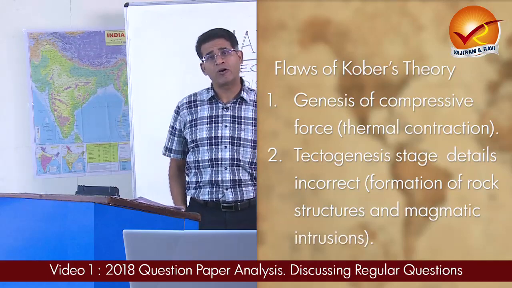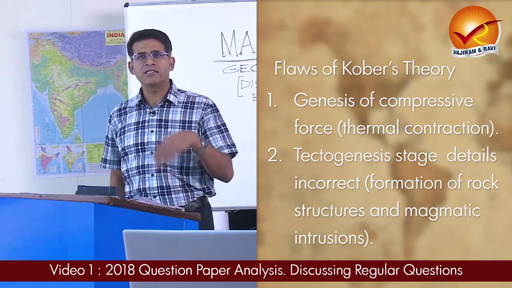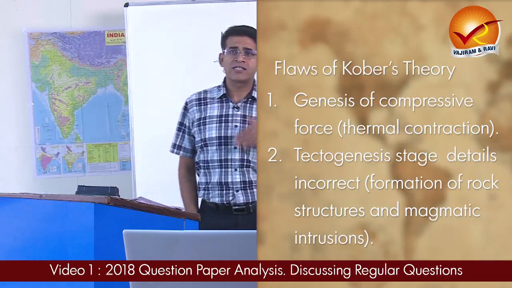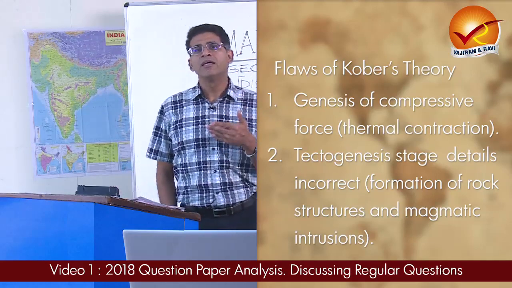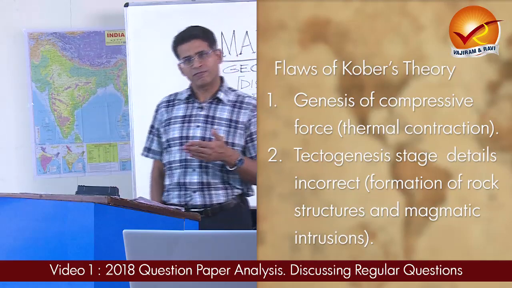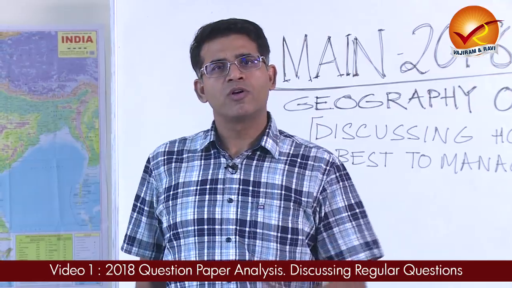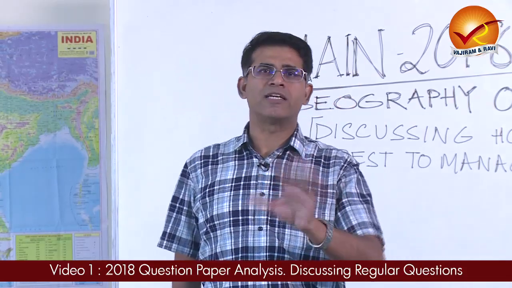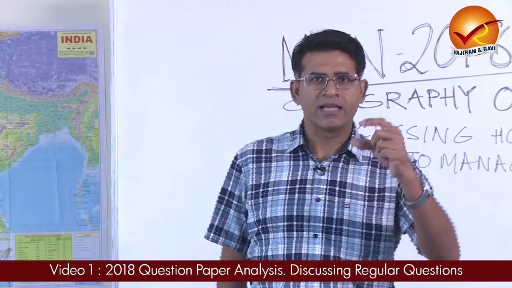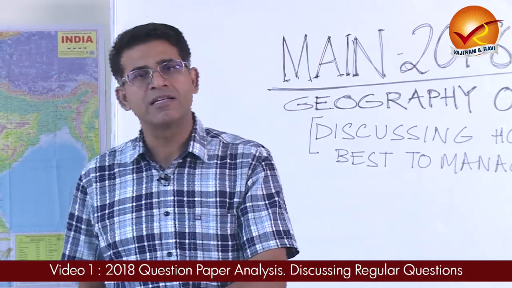Another minus was that while discussing the stages in the upliftment of the fold mountains, he talks about the stage called tectogenesis, which is a stage where he says a lot of structures of the rocks are formed, including volcanism, including emplacement of magmatic matter into the layers of the rocks. So if you had discussed Kober's theory under this treatment, where you're evaluating that there are 4 pluses and there are 3 or 4 minuses, then you would have answered this question.